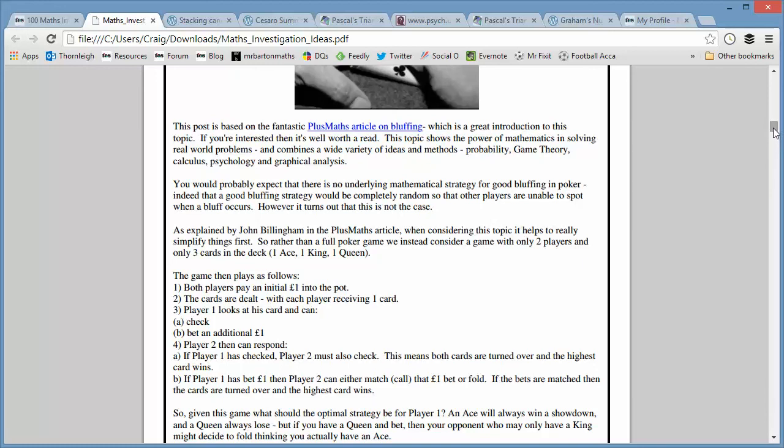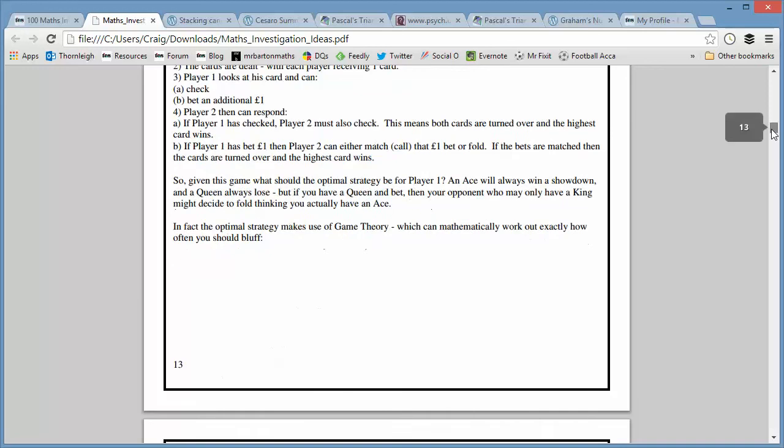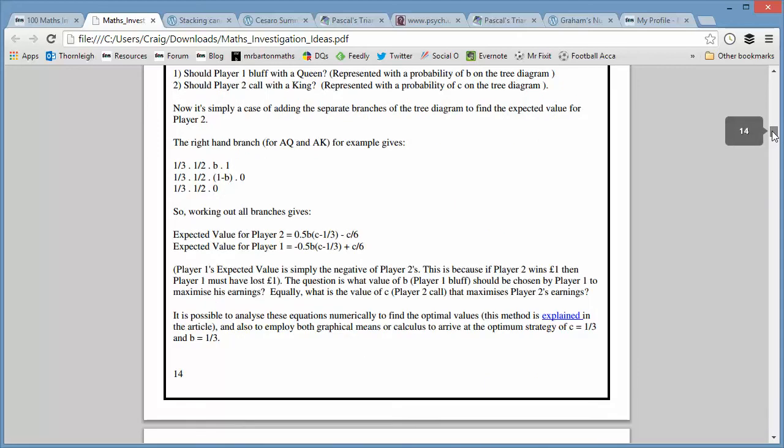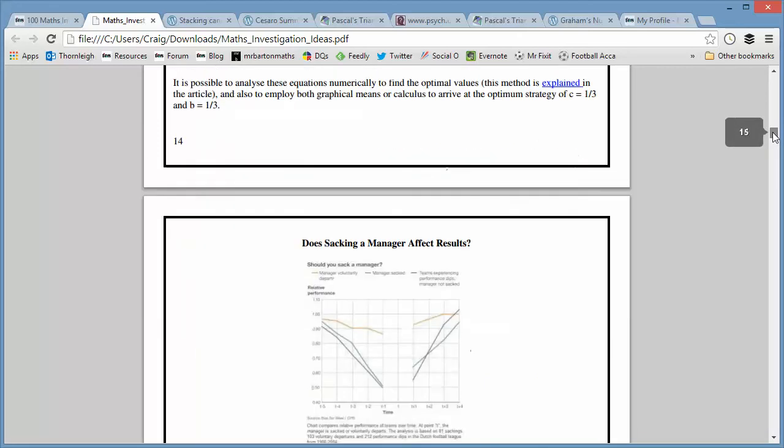The mathematics of bluffing, and Andrew links to a wonderful Plus Maths article on it, but then he has his own little spin on it, and it's absolutely brilliant. It's a little activity or investigation, or simulation probably, that you can do with students in your own classroom about the probability and when it makes sense to bluff. And it's fascinating, just using simple tree diagrams but applying them at such a high level.